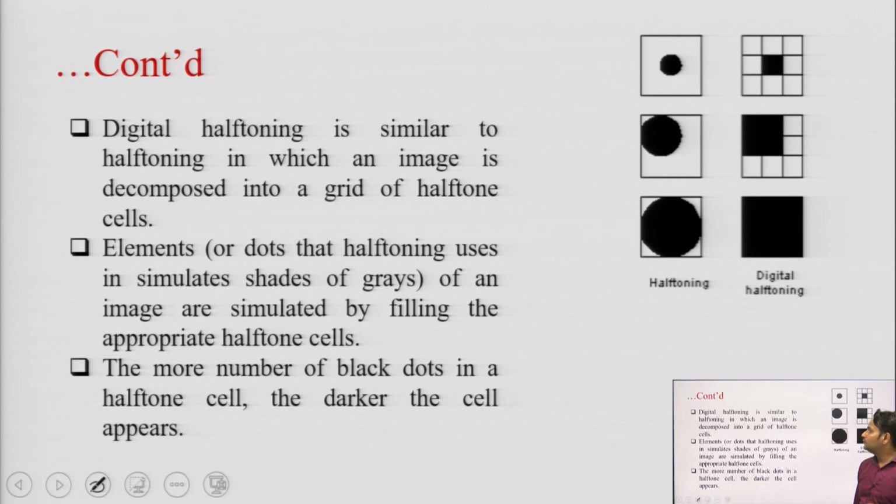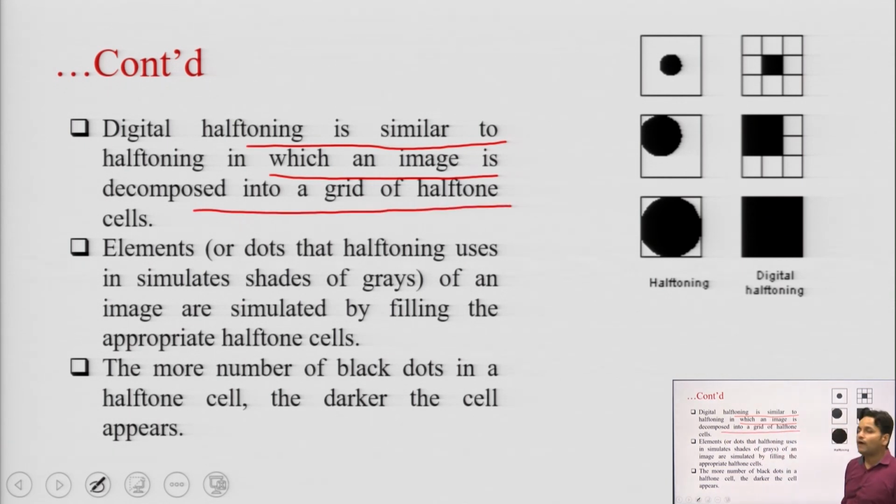Now, how can we find the idea of this halftoning process? Digital halftoning is similar to halftoning in which an image is decomposed into a grid of halftone cells. Here we are talking about halftoning and digital halftoning. What is the difference between them? Here you can observe this is the halftoning, or we can say analog halftoning.